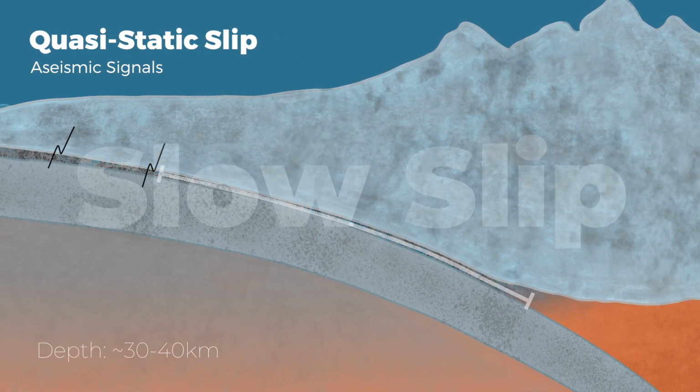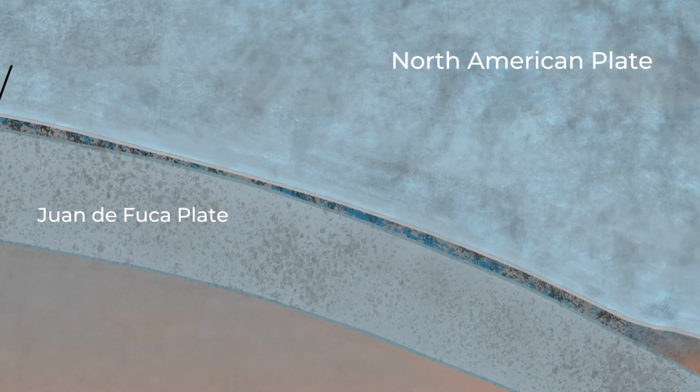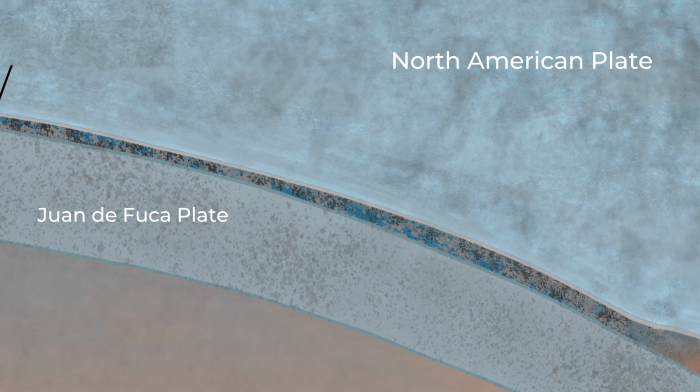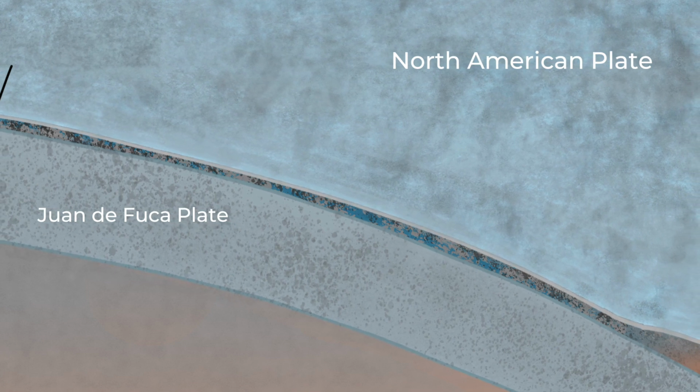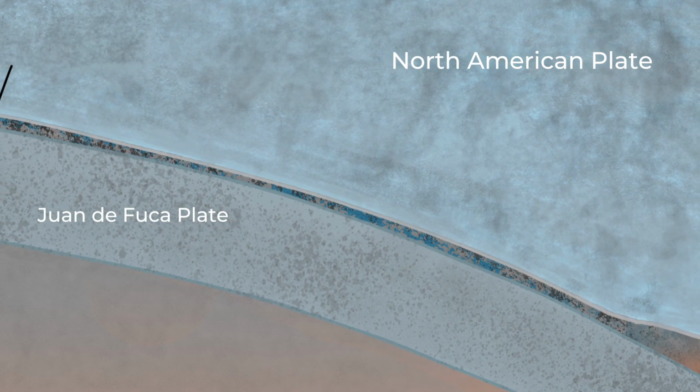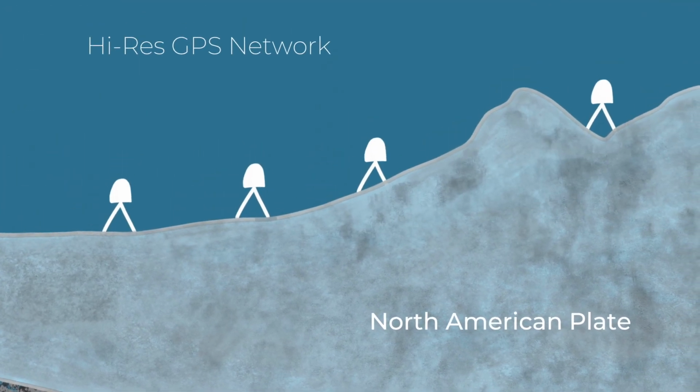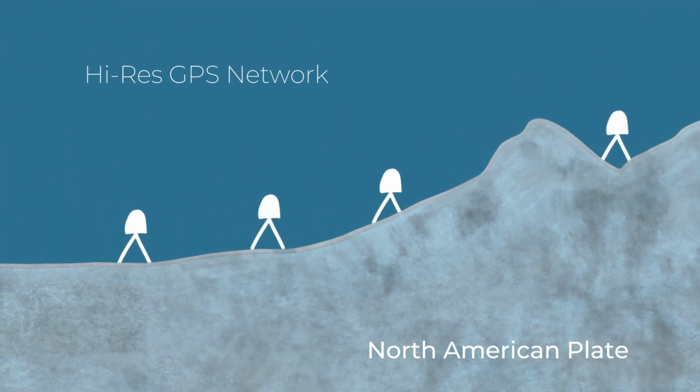Slow slip is the episodic movement of the subduction zone, allowing the plates to slide past one another incredibly slowly. Slow slip events are so slow that seismic waves are not radiated, and detection of these events can only be made from highly sensitive GPS stations.